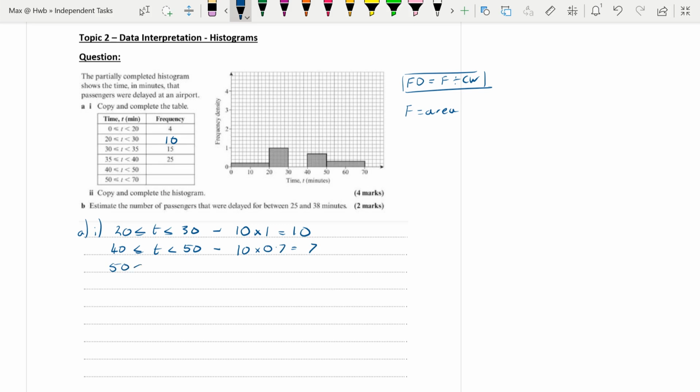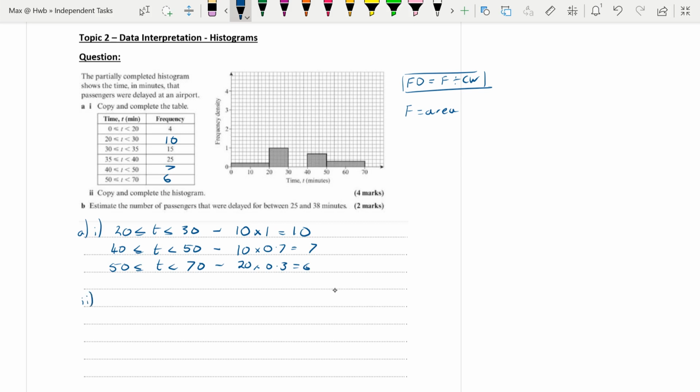And then I can complete the same kind of thinking for the last one. This one instead goes across 20 because it's 50 to 70. And it's got a height of 0.3. So I'm going to get 6. Let me put those two into my grid like so. And there's that first question done.